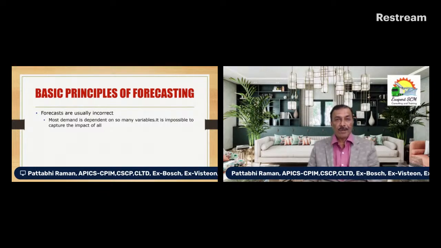Austin is talking about availability of historical data. It may not be possible all the time to have historical data. You have many other challenges in forecasting. You may even be trying to forecast for new products, where there is no history available. So what does it mean? Forecasts are usually incorrect, but still we are trying to do a big exercise with forecasts. What are the other two principles?